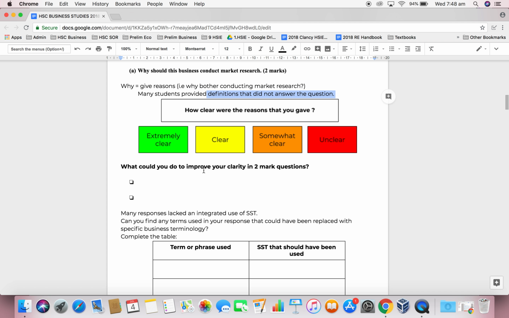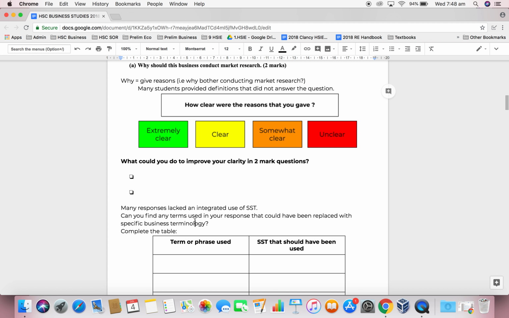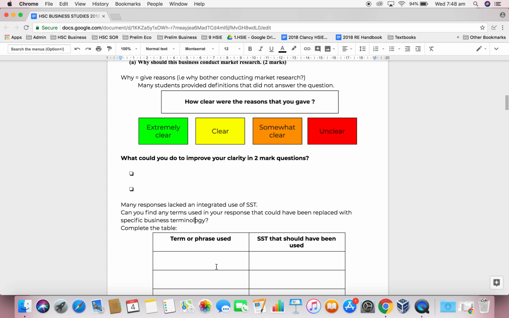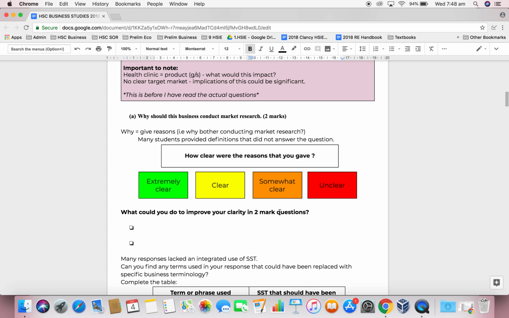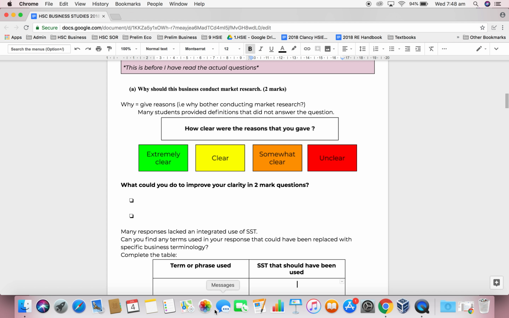The other problem with this one was that many responses lack subject-specific terminology. Having a look at your answer really quickly, can you find any terms in your response that could have been replaced? So if I've maybe put SST or something there, write in the term or phrase you used and think about how you could turn that into or replace it with a subject-specific term. All right, can you pause now and complete all the activities for A?